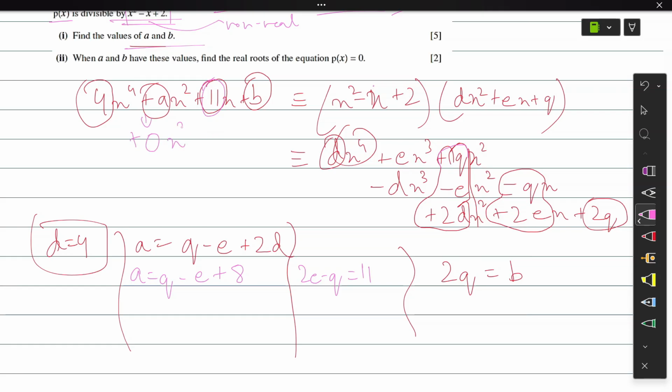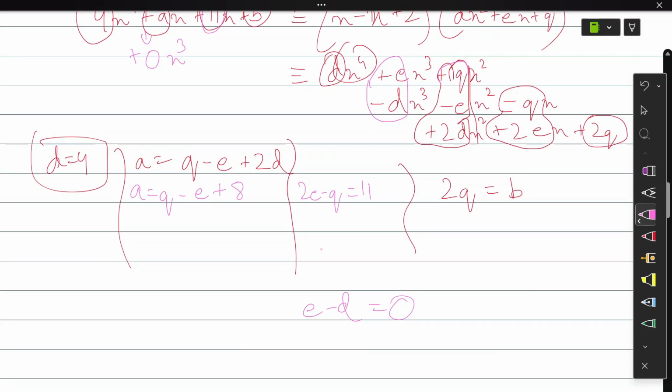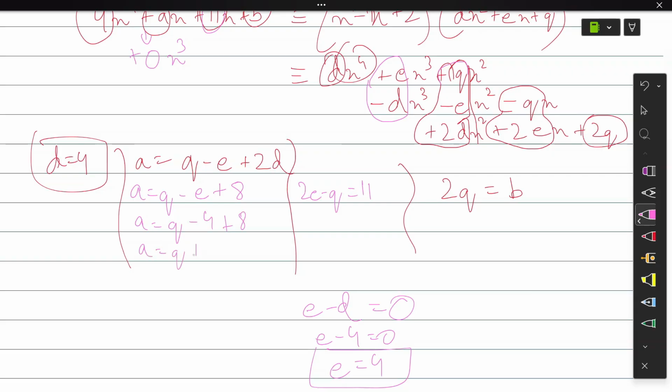If there was a 0x cube, because there is no value with the power cube, that means it had a coefficient of 0. So in my assumed polynomial, the coefficient of the x cube variable is e minus d. So e minus d must be equal to 0 because it doesn't exist, right? So d is 4, so e minus 4 is 0, e equals positive 4. A equals q minus 4 plus 8. 8 minus 4 is 4, so a equals q plus 4.